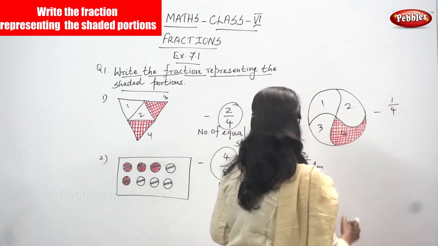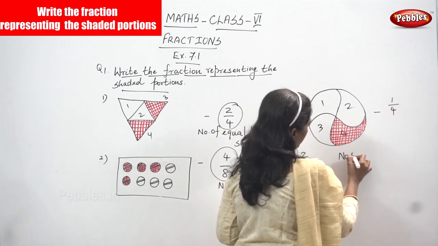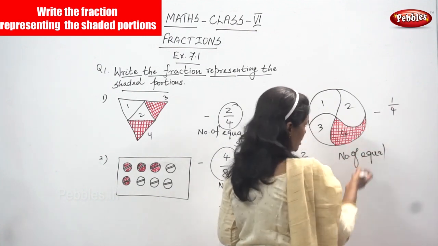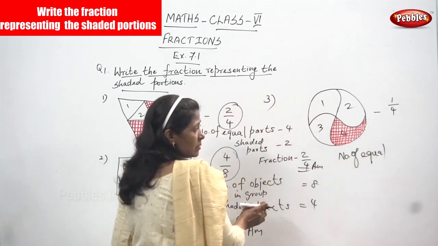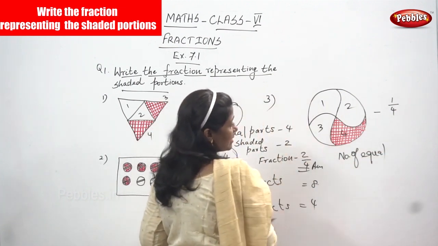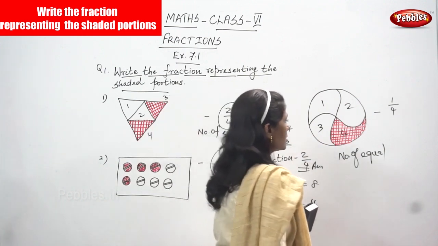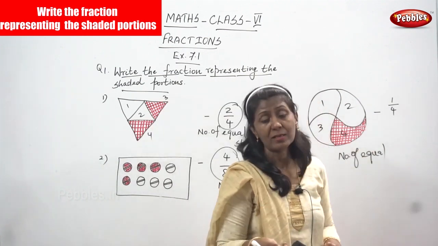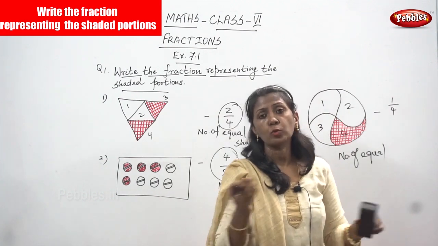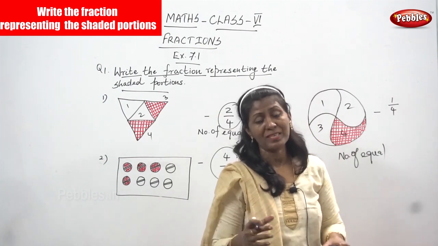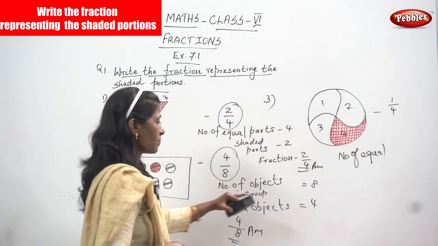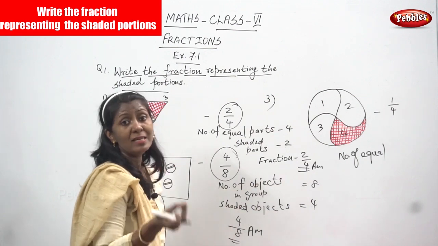So how are we going to write this? The number of equal parts. It is not a group of objects, it is a single object. So if it is a single object, we can say it is the number of equal parts. If it is a group of objects, we can say the number of objects in a group, and shaded objects in a group, whatever is in the question.